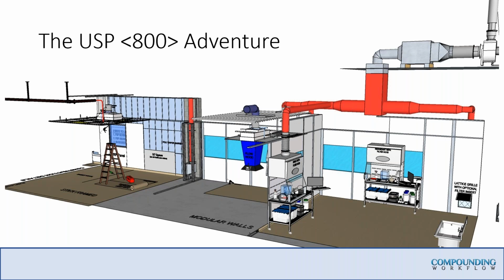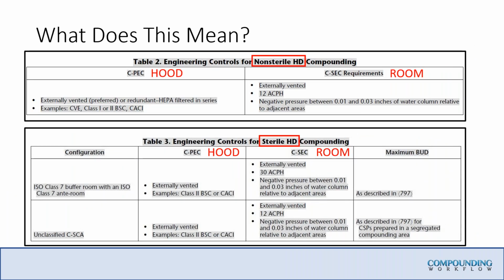construct this laboratory environment. Now, I want to kick this off by dissecting Table 2 and Table 3 in the chapter. So in USP 800, you've got Table 2, which is specific to non-sterile compounding, and you've got Table 3, which is a couple pages later or sections later in the chapter, that is specific to sterile hazards.